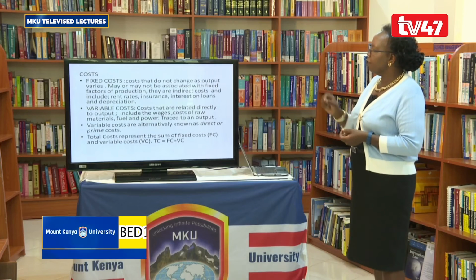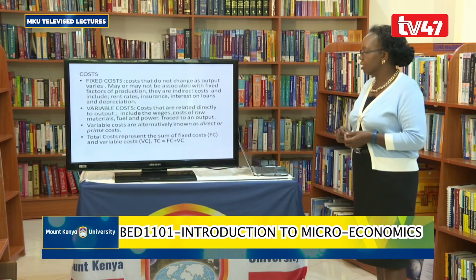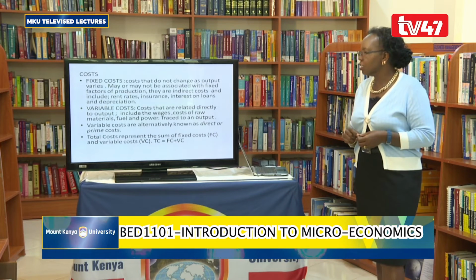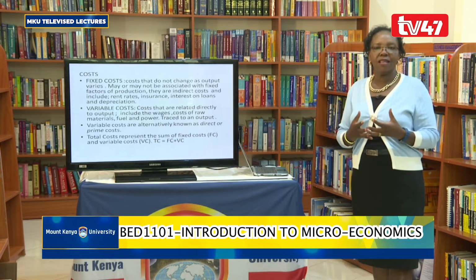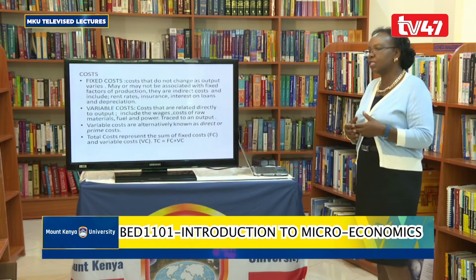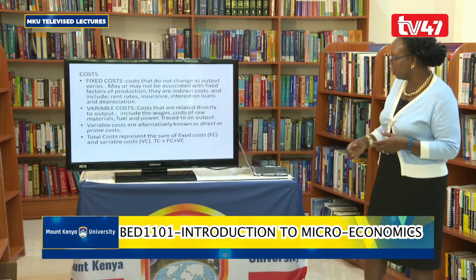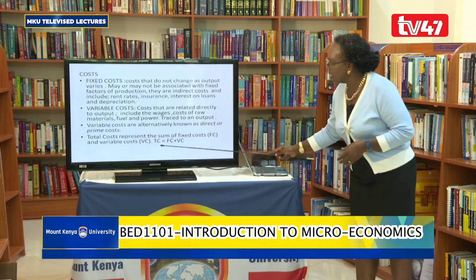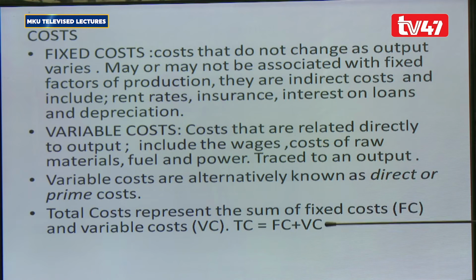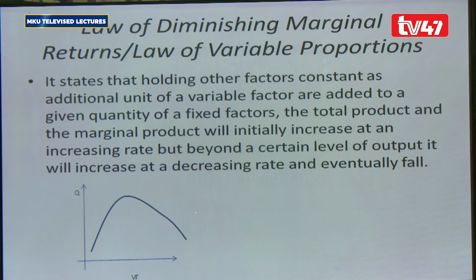The two, the fixed cost and the variable cost, they form what we call the total cost. The total cost is all expenses that are incurred in the process of producing a certain amount of Q. We refer to them as TC, which is the total cost, equals fixed cost plus the variable cost, as indicated on our slide here.